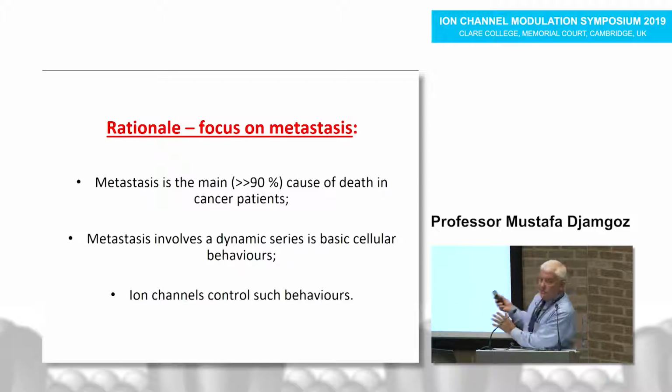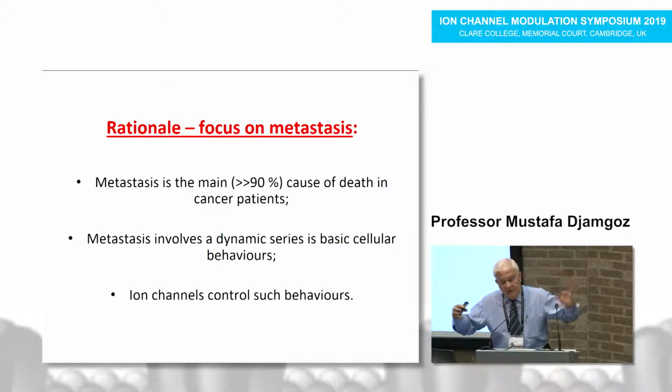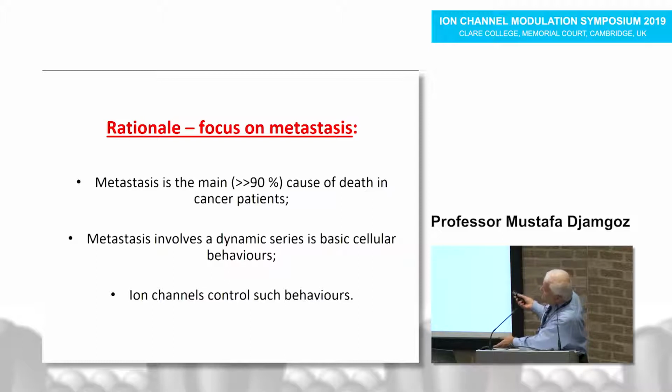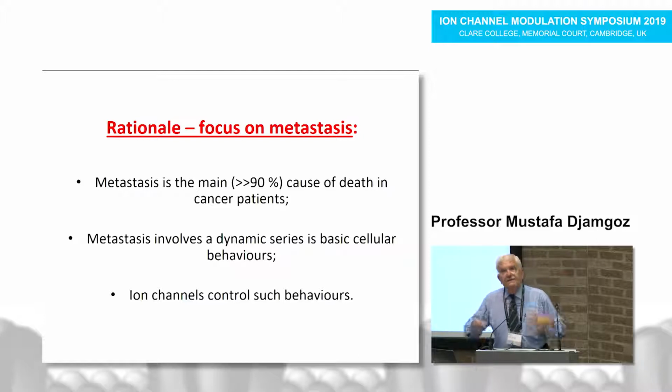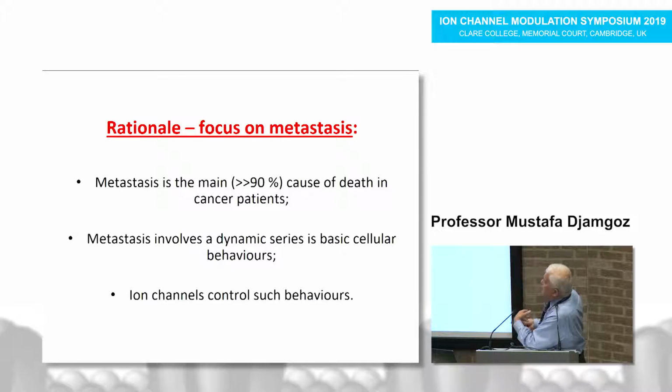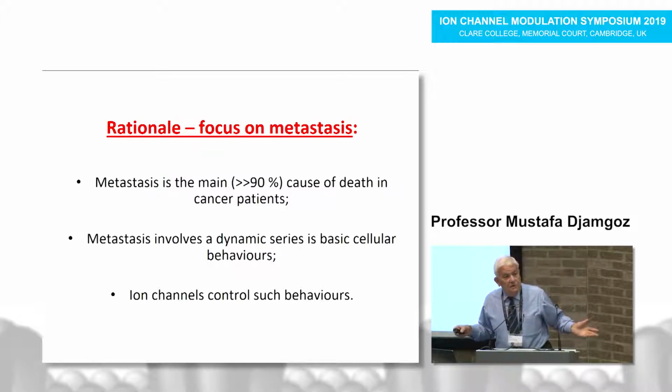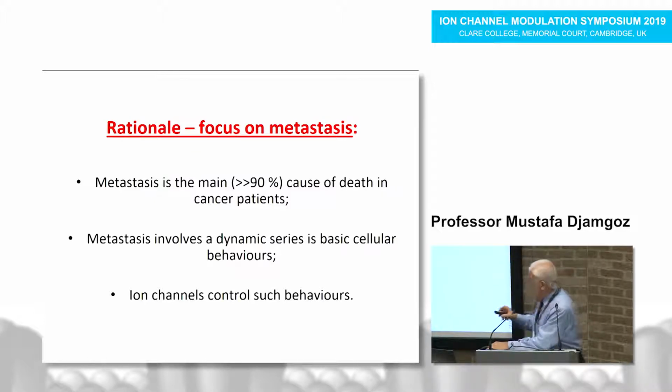And so even though this is quite a complex process, as somebody equated it to the complexity of embryonic development, we can actually, in a reductionist way, reduce it down to a series of what I call basic cellular behaviors like motility and secretion and adhesion and obviously cell cycle and so on. And we know very well that ion channels are involved in all such basic cellular behaviors. So in a way, it was logical in hindsight to look for ion channels in metastasis.